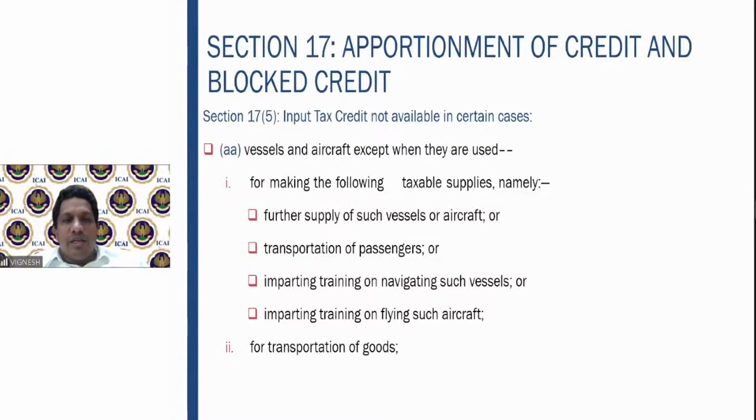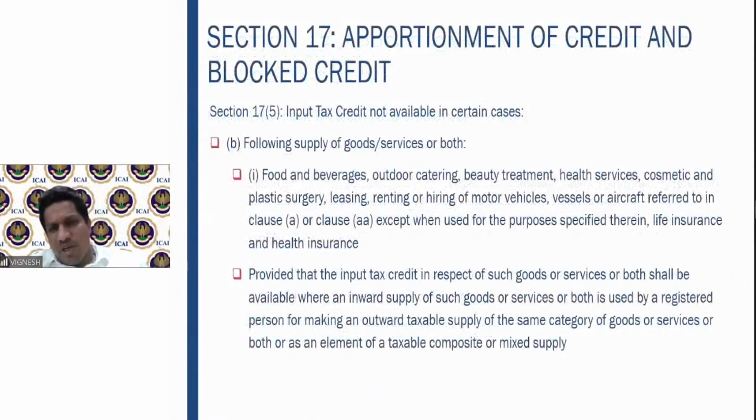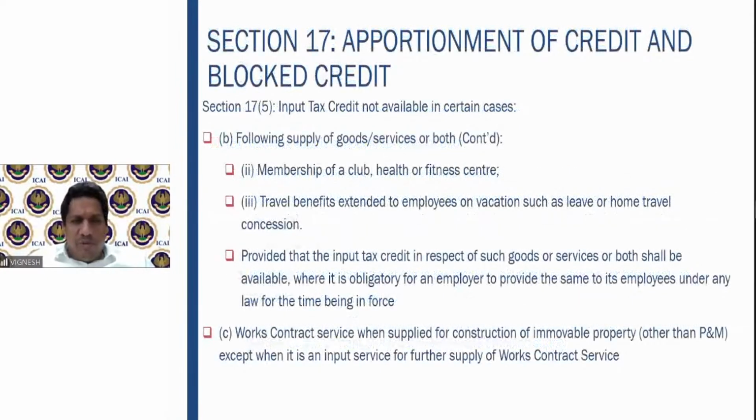Also not available are vessels and aircraft, similar to motor vehicles; in the case of vessels and aircraft also it is not available. Then insurance, services and maintenance relating to motor vehicles, vessels and aircraft are also not available. Then you have multiple items like food and beverages. All these you have to remember, because somewhere hidden in the question he will ask whether it is blocked credit or not, and at that point you should have total clarity as to what your opinion is. Membership of a club, health and fitness center, travel benefits and all of these things.